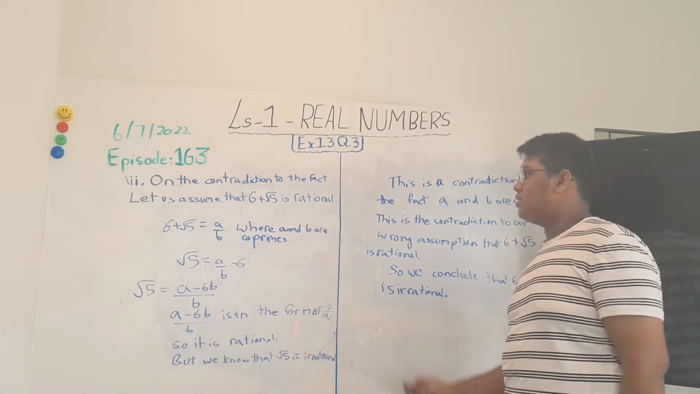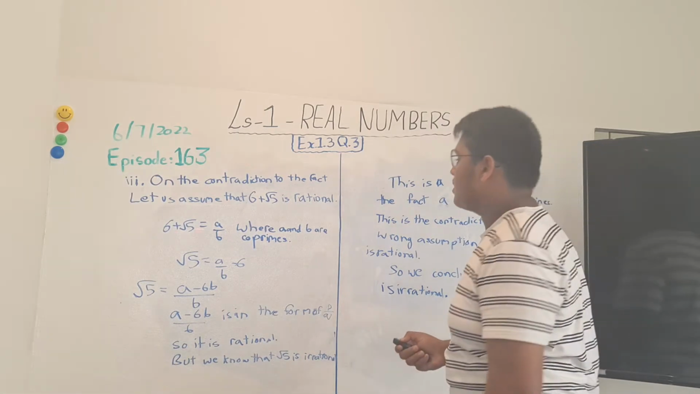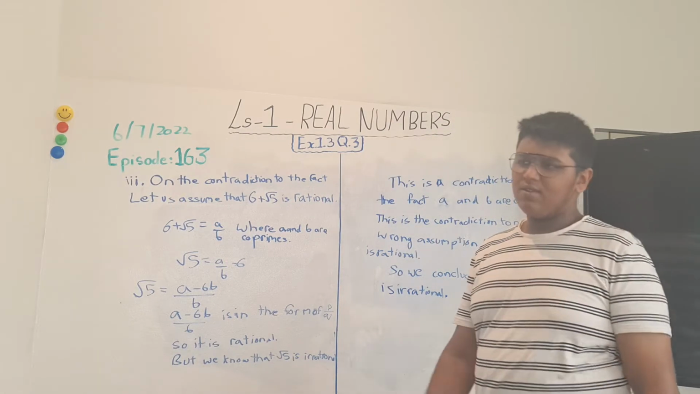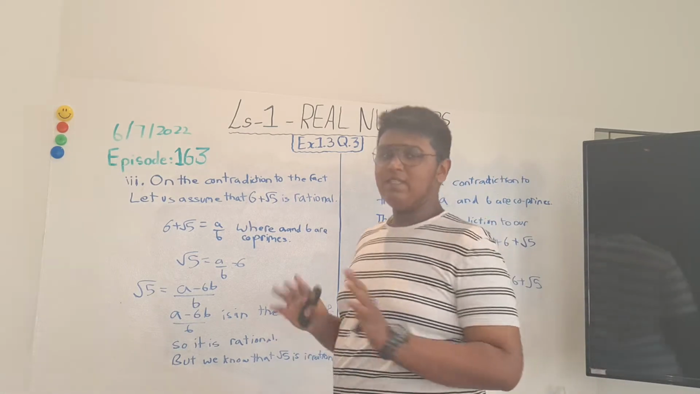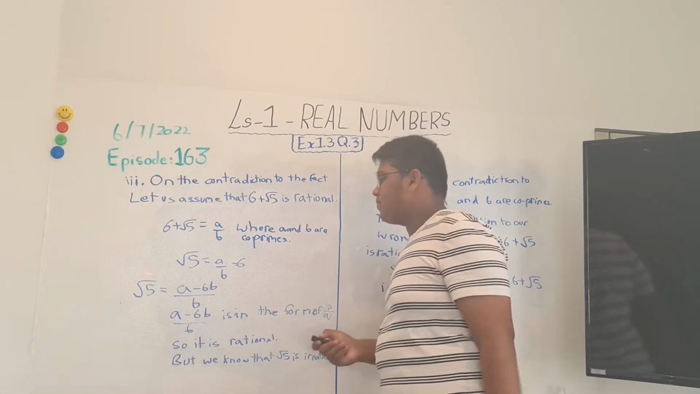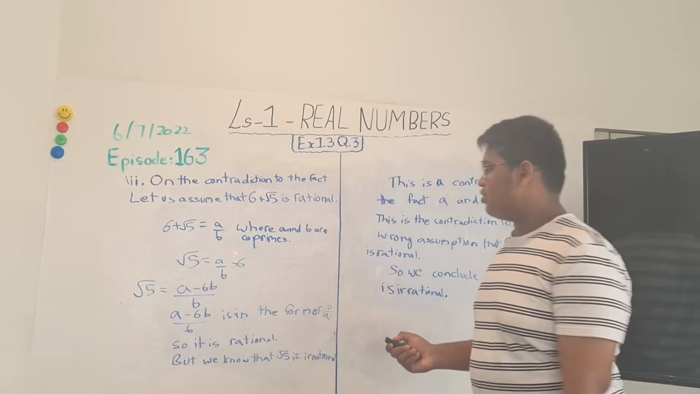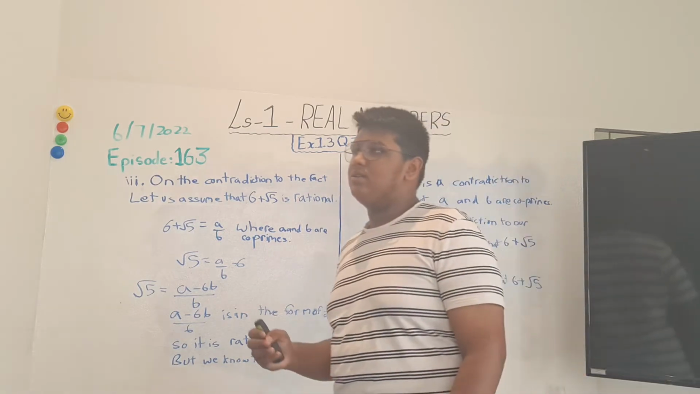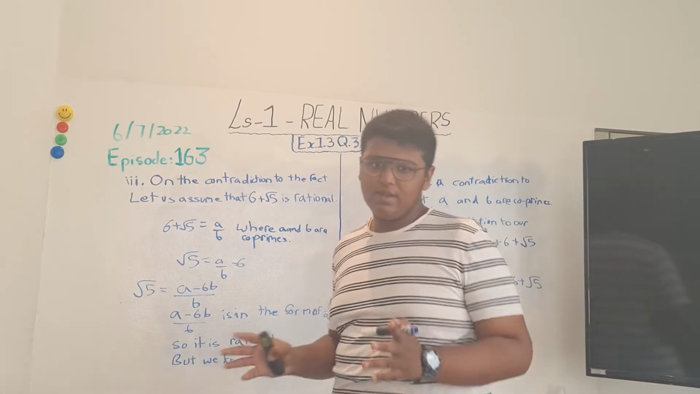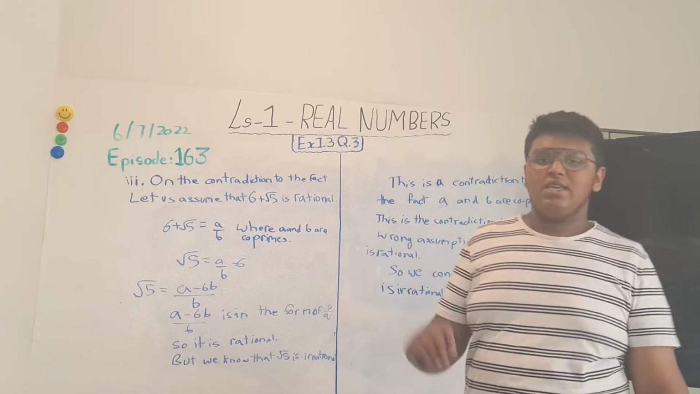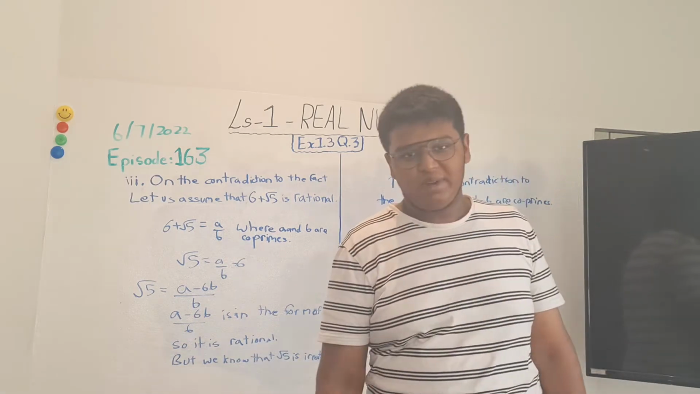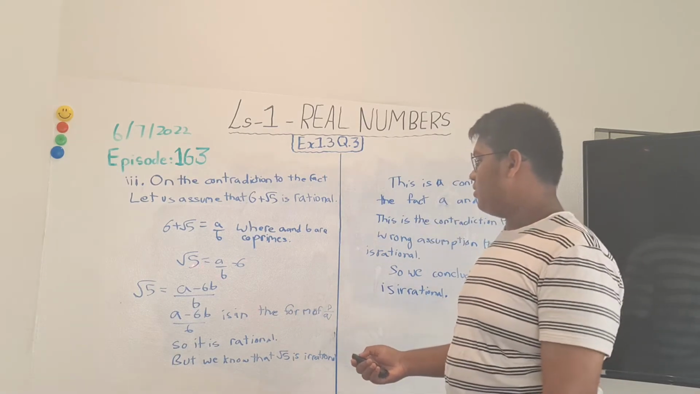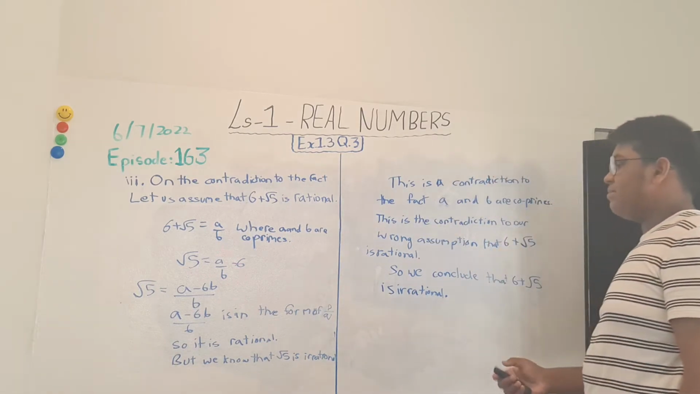Now, by contradiction, let us assume that 6 plus root 5 is rational. Then 6 plus root 5 is equal to a by b, where a and b are co-primes. Then next, we can tell root 5 is equal to a by b minus 6.